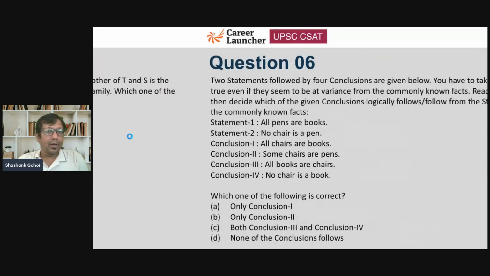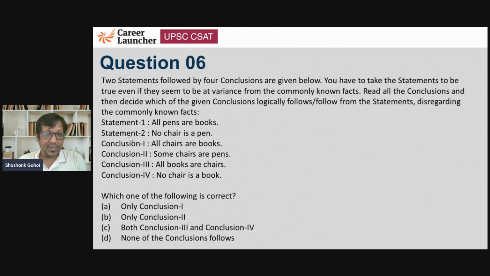Now let's look at this question. It says that all pens are books. So we got pens, we got books. All pens are books and no chair is a pen. So chair and pen, that is one possibility. The second possibility is that some chairs might be books, but chair and pen will not have any intersection. So we are talking about either this possibility or this possibility.